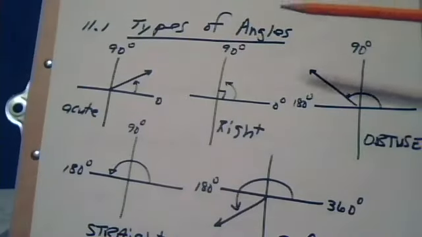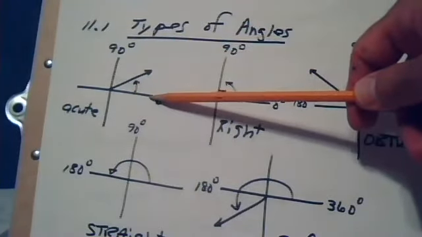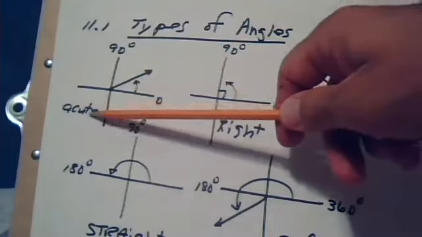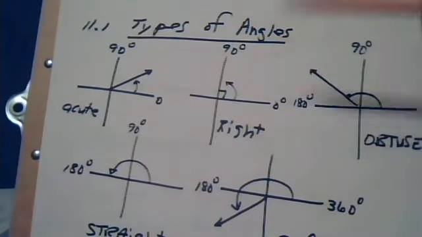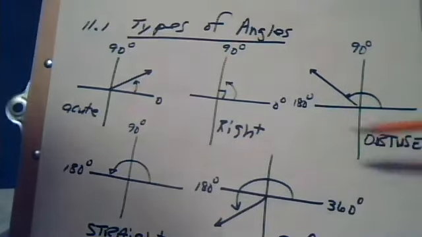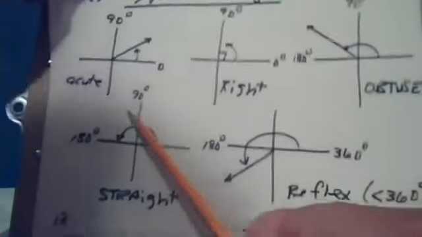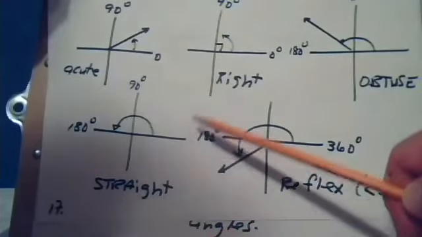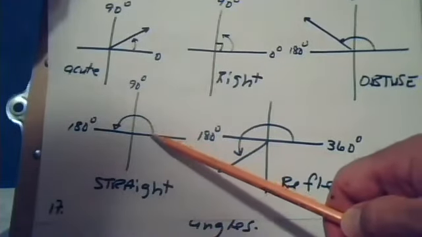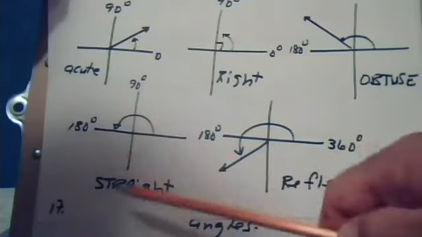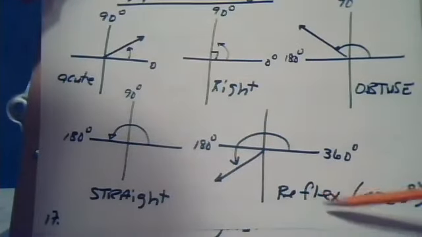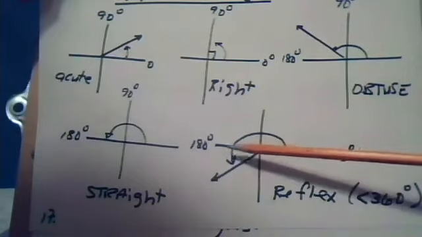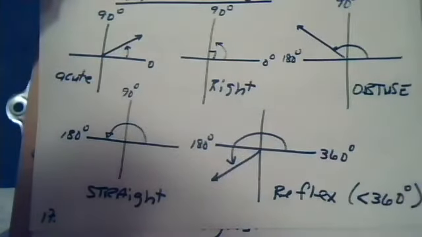We have different types of angles. If you have an angle that's greater than 0 degrees but less than 90, you call it an acute angle. Angles that measure exactly 90 degrees are called right angles. Angles that are greater than 90 but less than 180 are called obtuse angles. Angles that measure 180 degrees are called straight. It's in a straight line, going from one side of the straight line to the other, you've gone through 180 degrees. And then if you go beyond 180 but less than 360, you call that a reflex angle. Notice it's greater than 180 but less than 360 degrees.